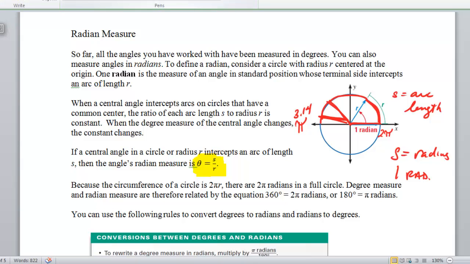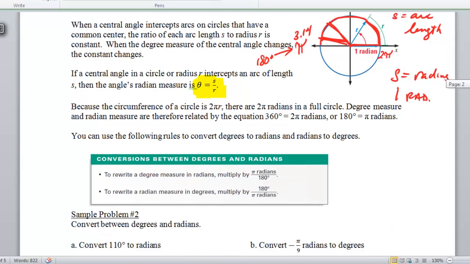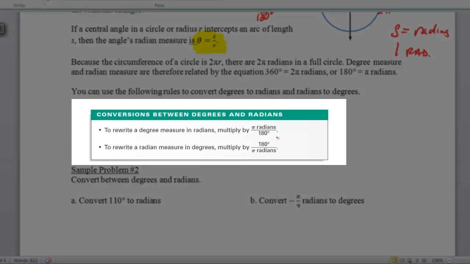Now, you won't need to spend a lot of time calculating this. You will be given a degree measure, either in terms of degrees or in terms of radians, and many times we'll just be looking for you to convert back and forth. The easiest thing for us to do from a conversion standpoint is use that semicircle. We know that 180 degrees is the same thing as pi radians, so we can come up with a ratio here to convert back and forth from degrees to radians and radians to degrees.